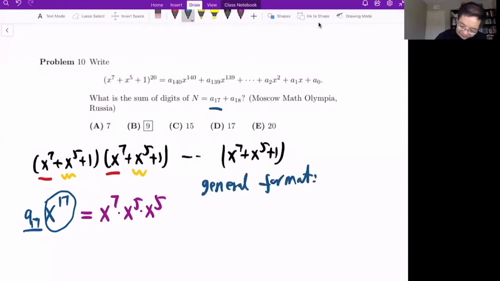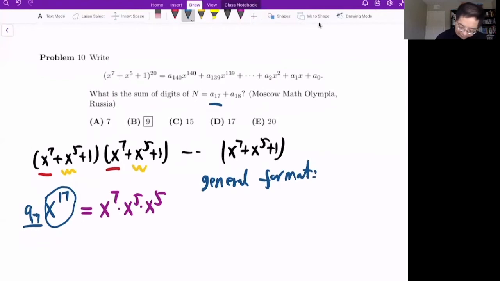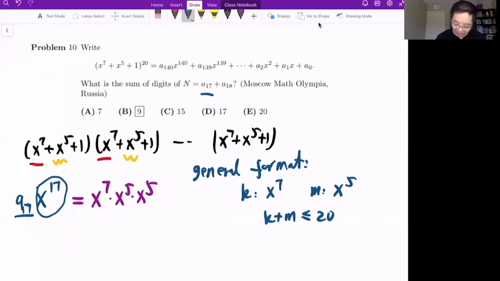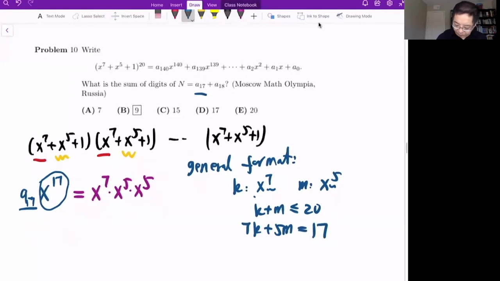The format is, okay, so we're basically looking for how many k, where k represents how many x to the power 7 we use, and n is how many x to the power 5 we use. Then, of course, k plus n should be less than or equal to 20. It cannot go beyond 20, right? Because the total number of factors is 20. And then, of course, we have 7k plus 5n. That's the combination of powers we have. This equals 17. There's only one solution.